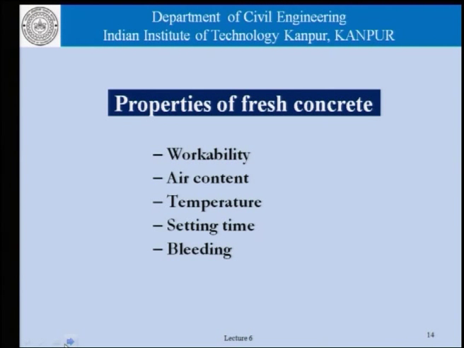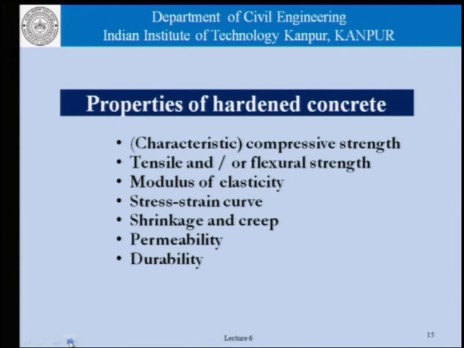So, this here is the list of properties that we will be talking about in our discussion today. As far as the properties of fresh concrete are concerned: workability, air content, temperature, setting time, and bleeding. As far as hardened concrete is concerned, we will try to focus on compressive strength, tensile and flexural strength, the modulus of elasticity, the stress strain curve, creep and shrinkage, permeability and durability, and see where we go.